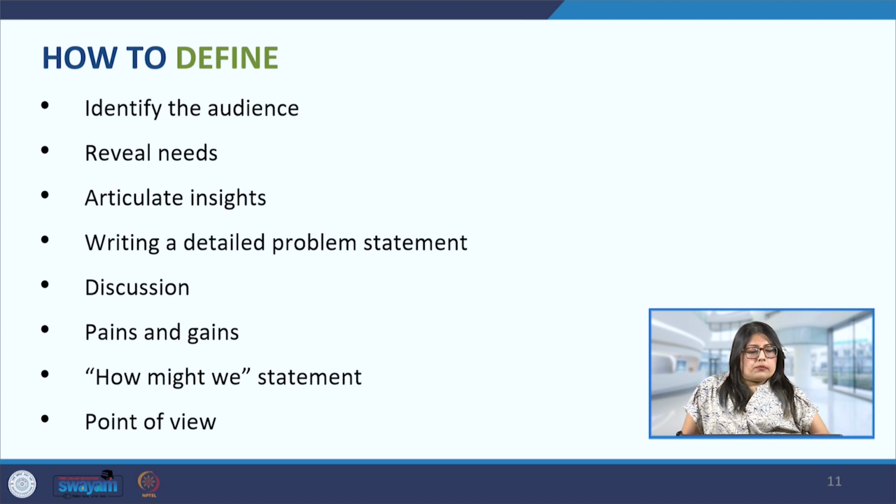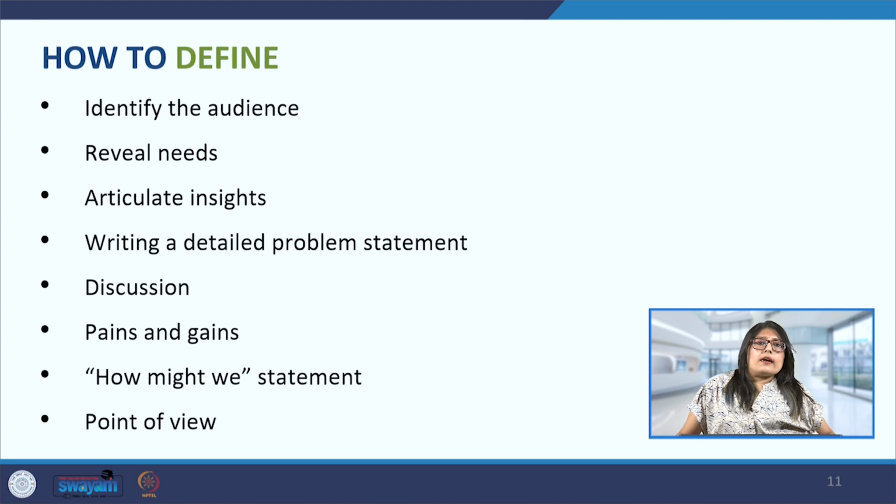Then the next is to reveal the needs. This involves uncovering the underlying requirements and desires of users through observations and other research methods. This helps us uncover both the explicit and implicit needs.